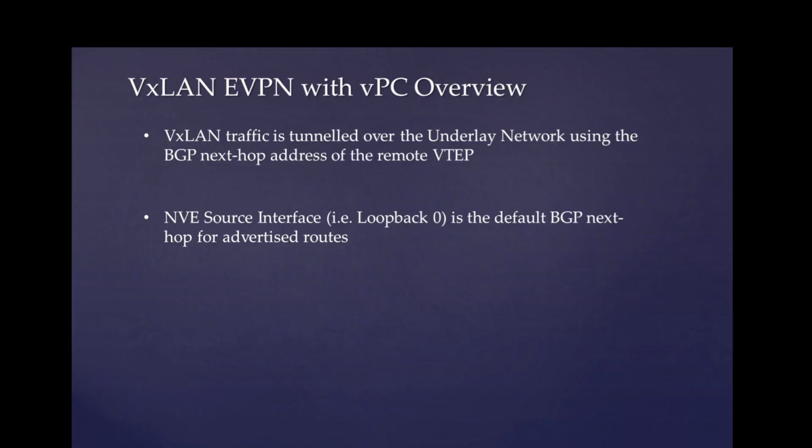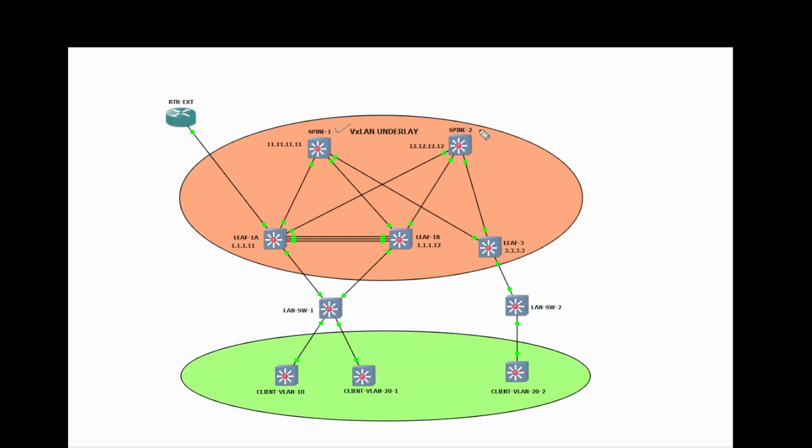So if we try to understand this using our previous topology, we have spine 1 and spine 2, and then we also have 3 leaf switches where leaf 1A and leaf 1B are in a VPC pair. Let's assume client VLAN 20-1 has just rebooted. It has sent traffic towards its default gateway, which will be configured on the leaf switches using Anycast gateway, which we will discuss in a few minutes.